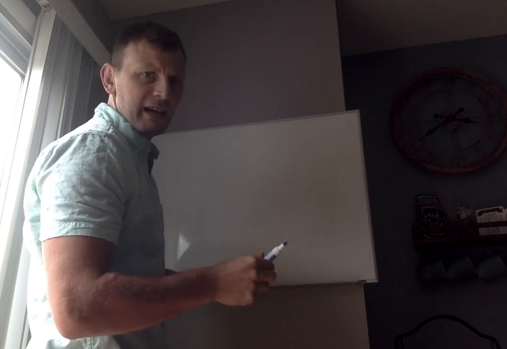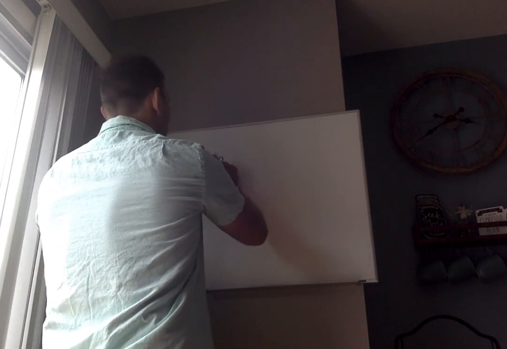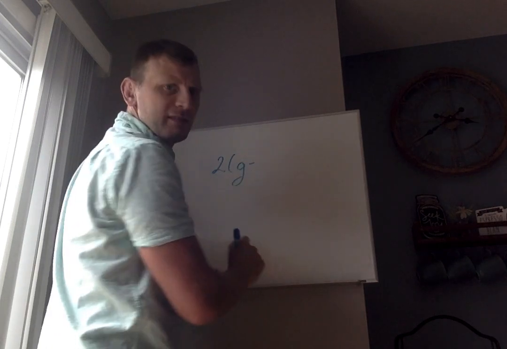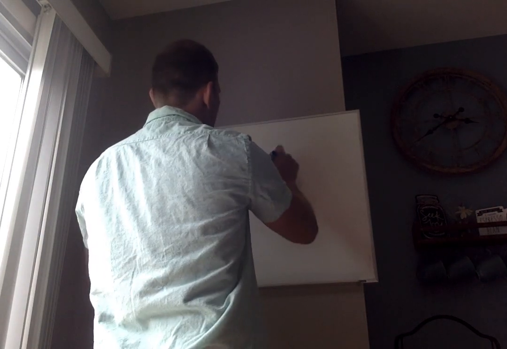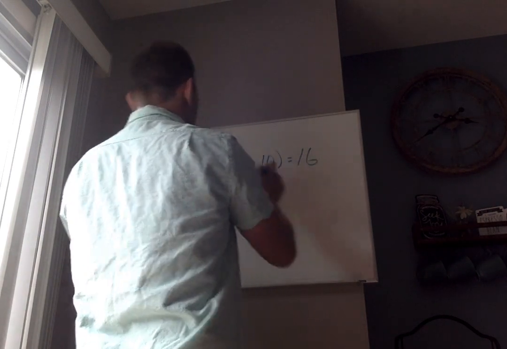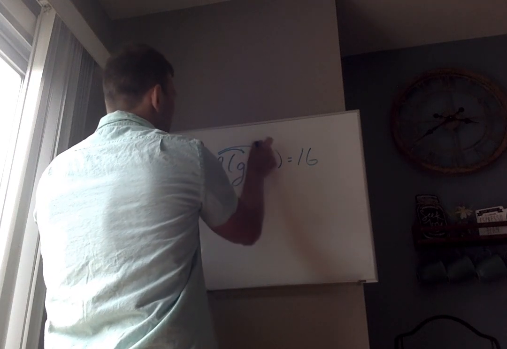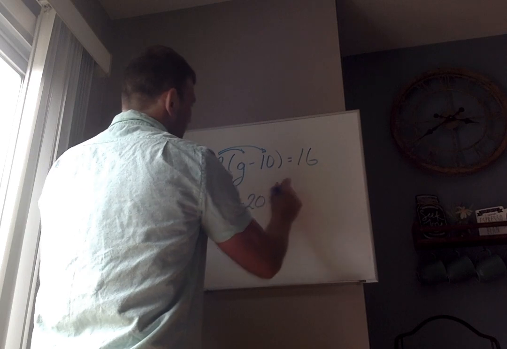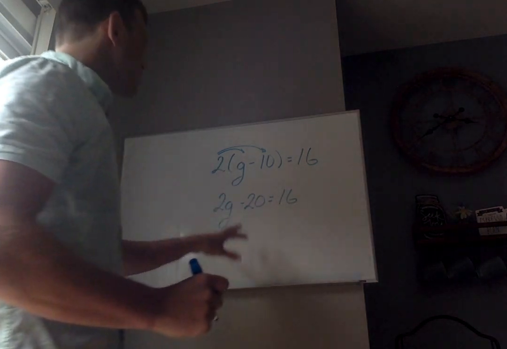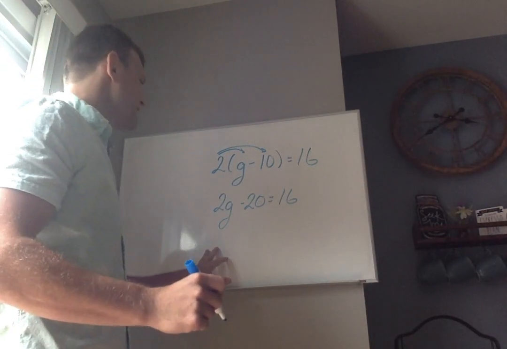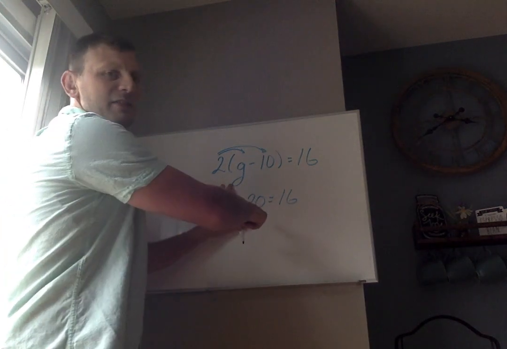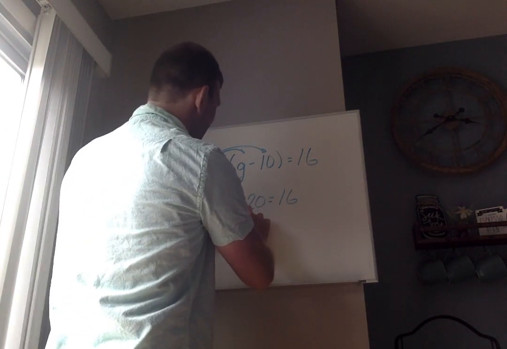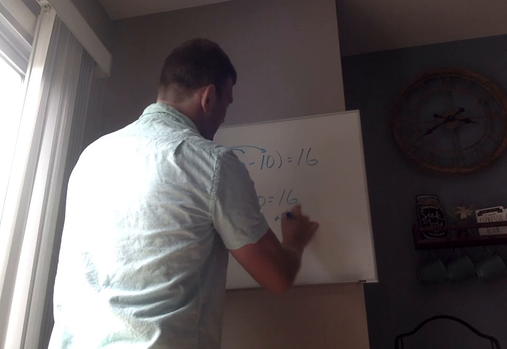All right, so we have 2 times the quantity of G minus 10 equals 16. The first thing I want to do is distribute this 2 inside the parentheses to get 2G minus 20 equals 16. Then I want to get all my variables to one side. That means I have to get rid of the minus 20, so I'm going to add 20 to both sides.